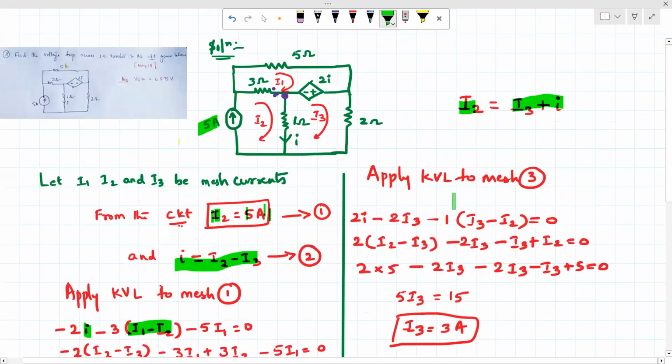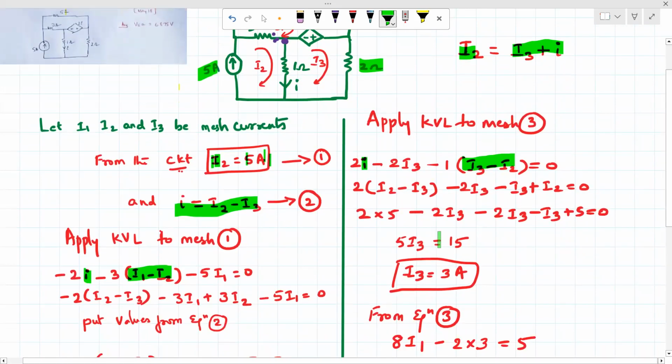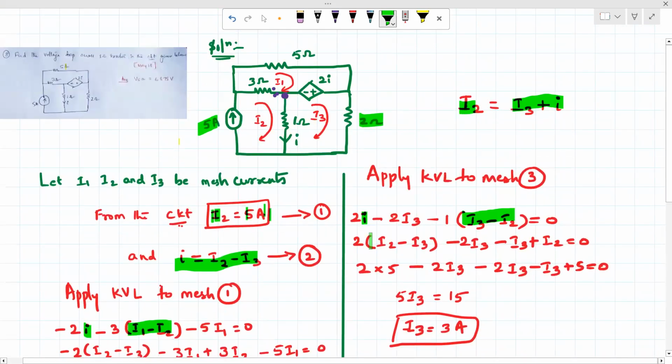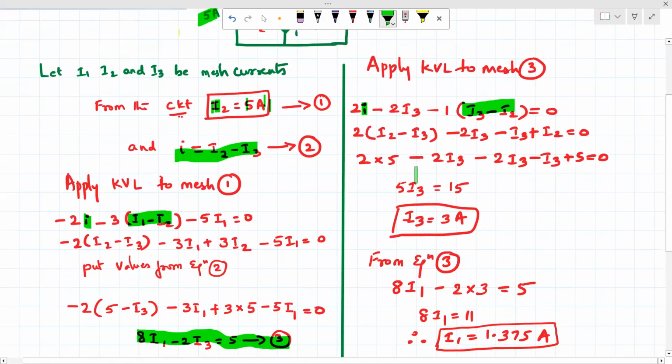Similarly, applying KVL to mesh 3, we get 2I minus 2I3, minus 1 into I3 minus I2. Again, you substitute the value of I here and then simplify. We also know the value of I2, so I2 needs to be substituted. And then there is only one variable now, which is I3. So from this equation, we get I3 to be 3 amps.